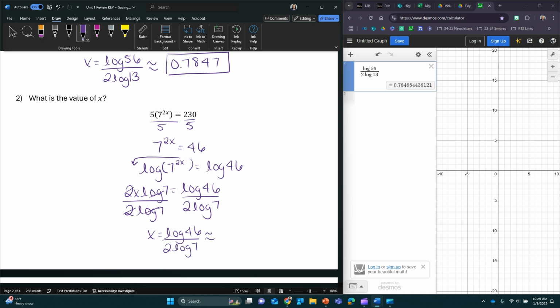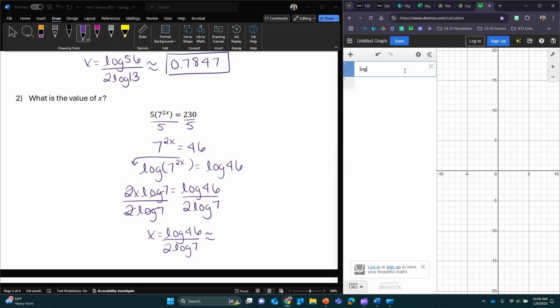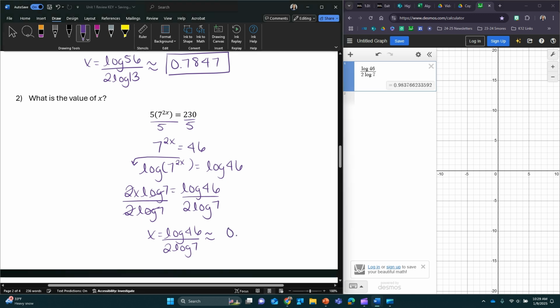And I can approximate this value now using my calculator. So I'm going to do log 46 divided by 2 log 7. And so that's going to give me approximately 0.9838.